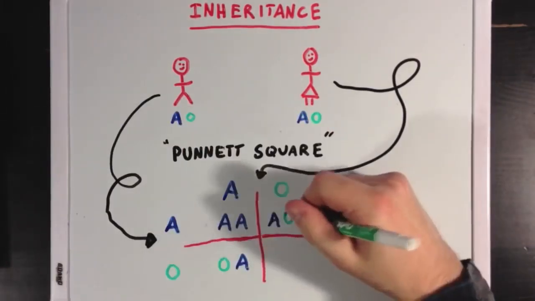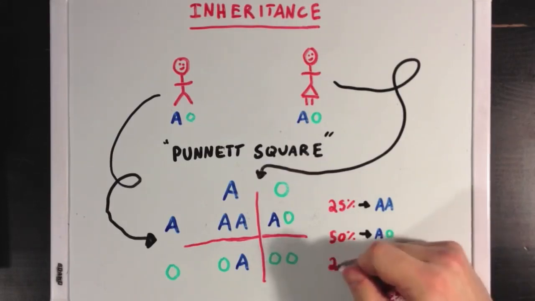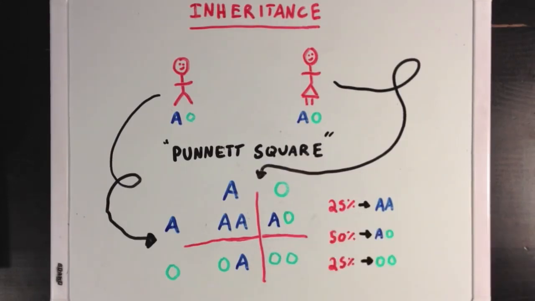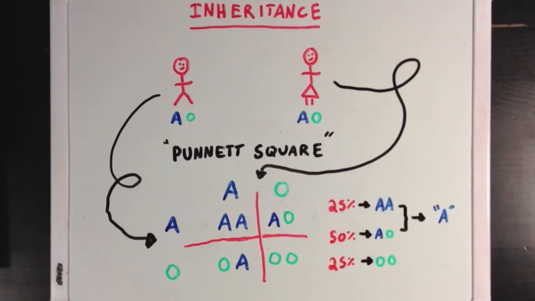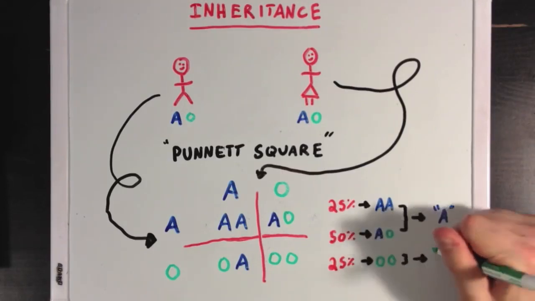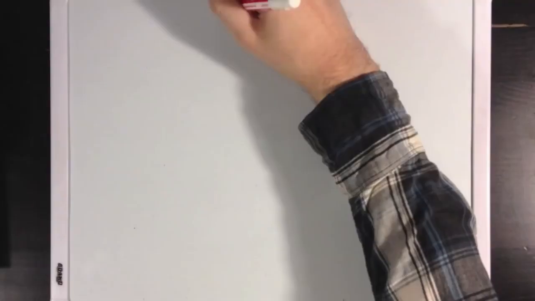Now, only 1/4 of the children will have the AA genotype. Half will have the AO genotype, since the order of the 2 alleles doesn't matter, OA and AO are the same, and 1/4 will have the OO genotype. So this means that 75% of the children will have blood type A in their phenotype, since AA and AO make blood type A, but 25% of the children will have the blood type O phenotype, since OO makes blood type O.